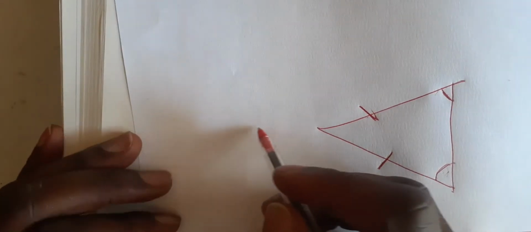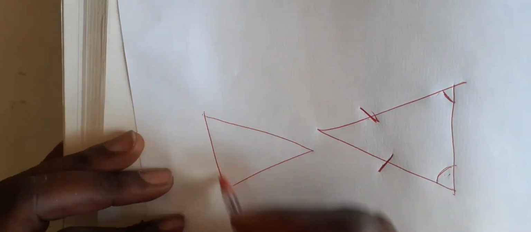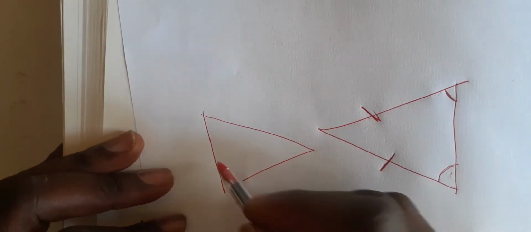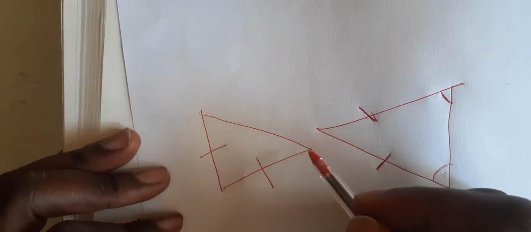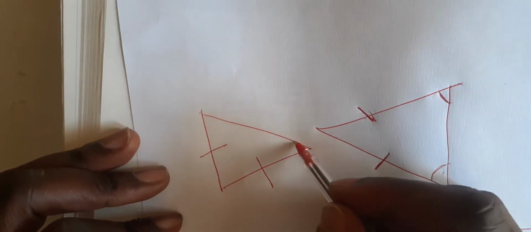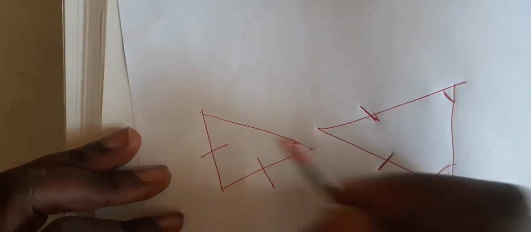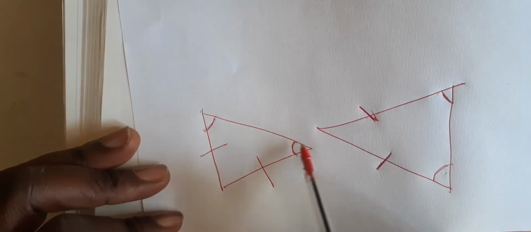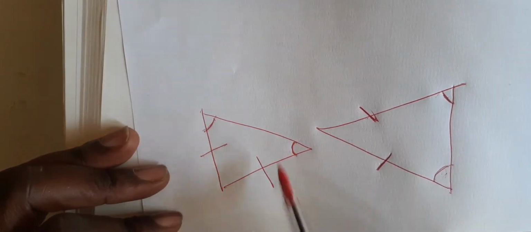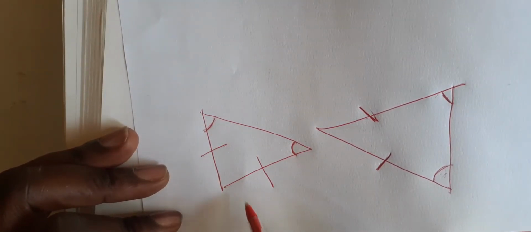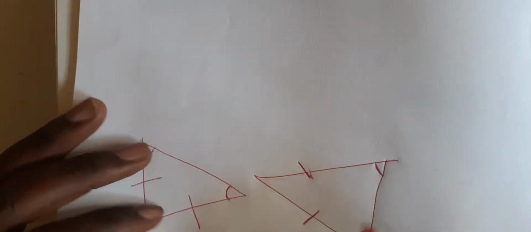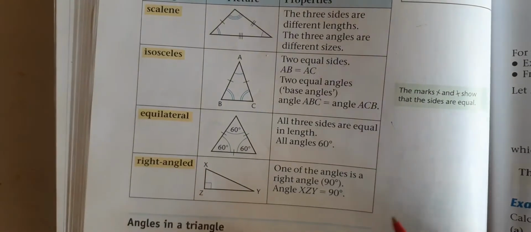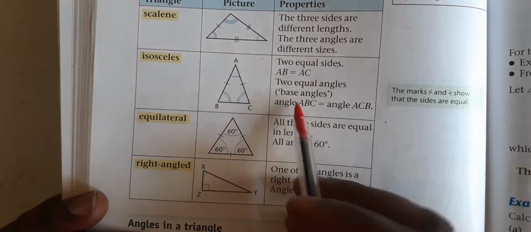If it is drawn like this, then here we say this and this one. The base angles are these ones, this and this one. And what are we saying? These angles are equal. So you need to know that. And we can go to the third one.